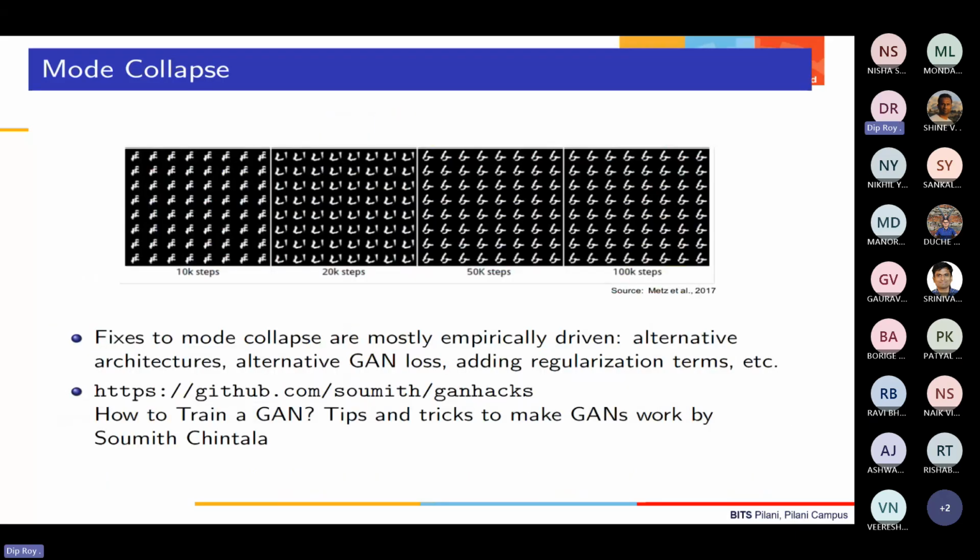All right. So if you want to learn about the various tricks and tips to train GAN, there is a nice GitHub repository available.